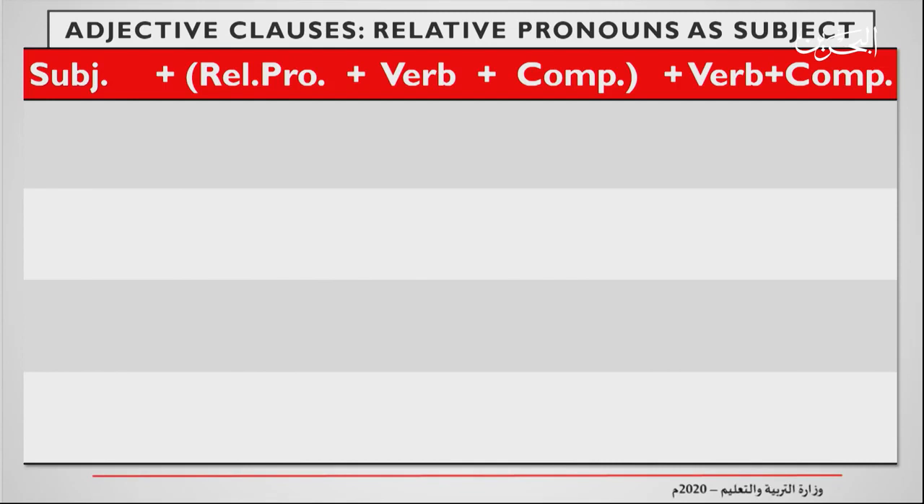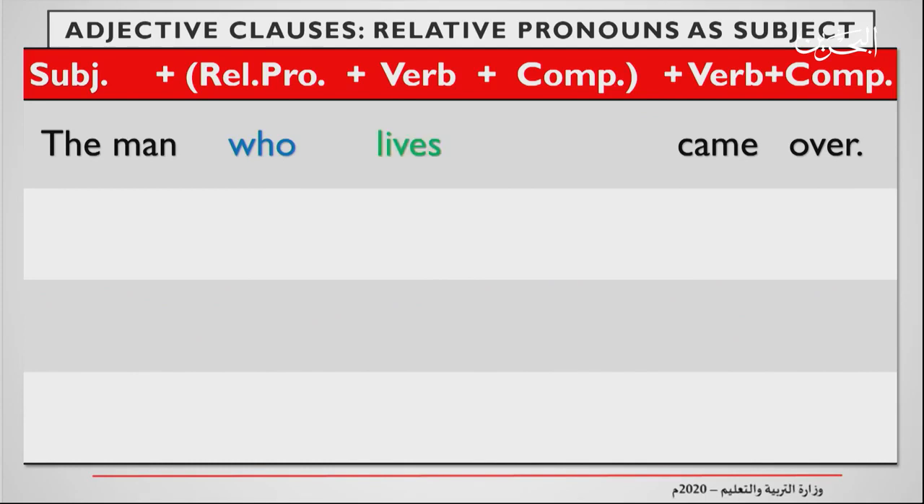Let's check with an example. So, subject, the man. And then, the man came over. All right, this is the main sentence. I add the relative clause. I say, who, which is a relative pronoun, lives next door. I say, the man who lives next door came over.